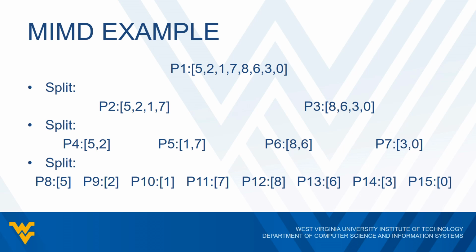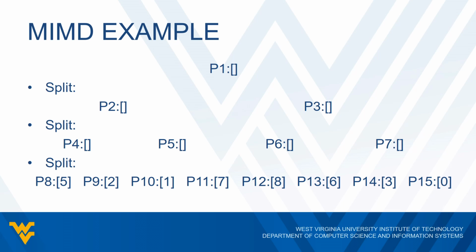So processor 8 would have 5, processor 9 would have 2, processor 10 would have 1, processor 11 would have 7, 12 would have 8, 13 would have 6, and so forth, 14 would have 3, 15 would have 0. So now that we've divided up the entire list, what we can see from processors 8 to 15, the task is very simple because it's just one item. So for each processor, it's going to conclude that, since there's one item in the list, that must be the largest item in that list. So what it's going to do now is send that value back to the processor that gave it the information in the first place.